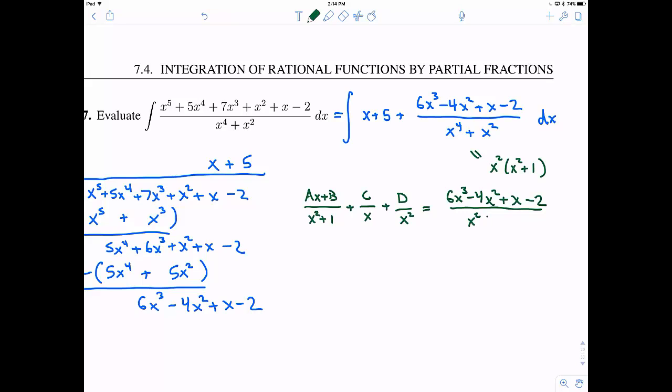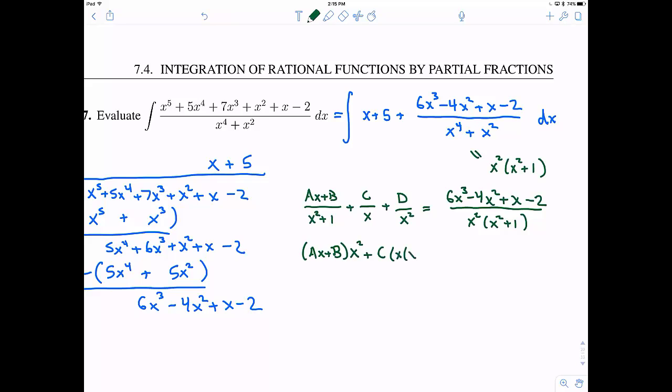Okay, and this should be equal to my right-hand side. Now, just as before, we're going to multiply through by this LCD, and that's going to be x squared times x squared plus 1. So in my first term, the x squared plus 1s are going to cancel out, and I'll just have the x squared.